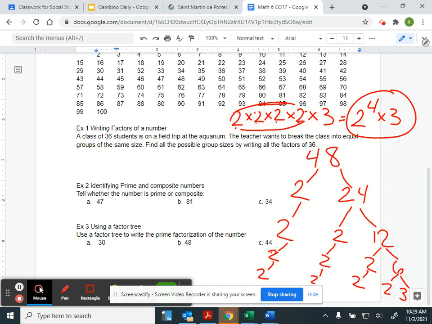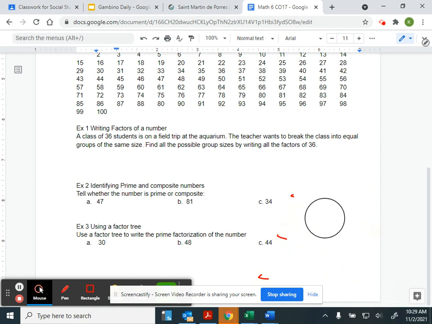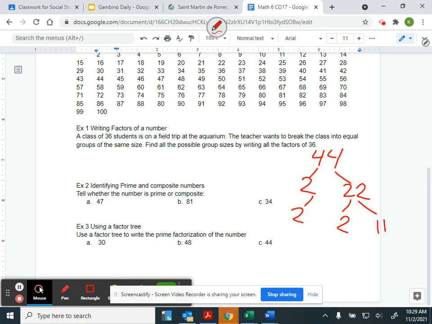One last one before it's time to go. We have 44. I like my 2's. 2 times 22 equals 44. Keep my 2. 22 is 2 times 11. We have all of our prime numbers. We can't break them down anymore. So we have 2 times 2 times 11. We have 2 2's here, so that's 2 squared times 11 is our answer.